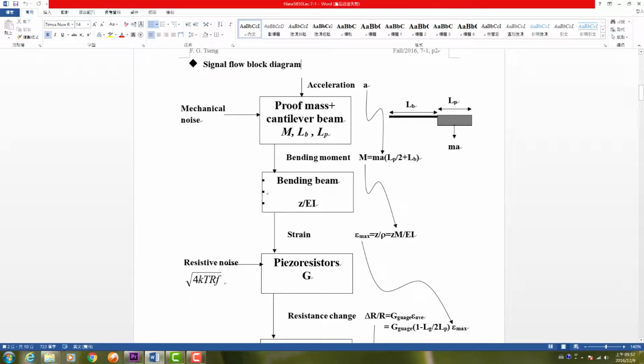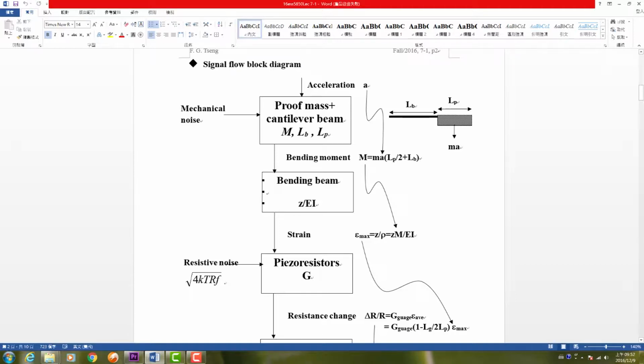We use P to denote a plate, since the proof mass is more like a plate. So the total bending moment will be the force times the total length of the arm. Once you have the bending moment, the beam will start to bend.